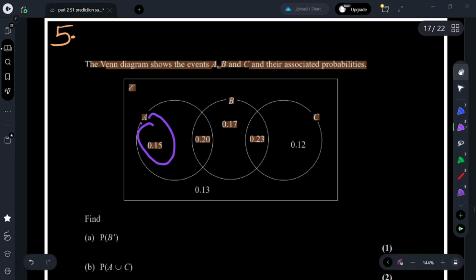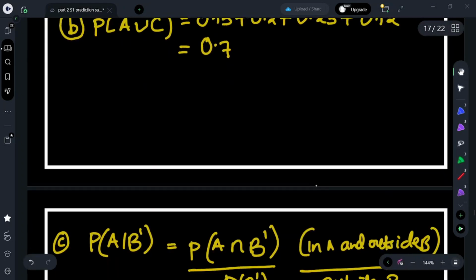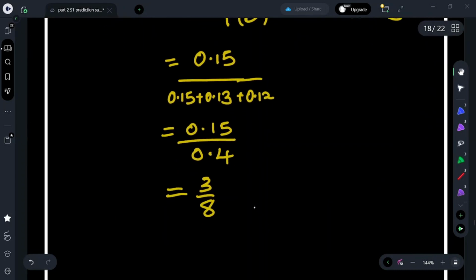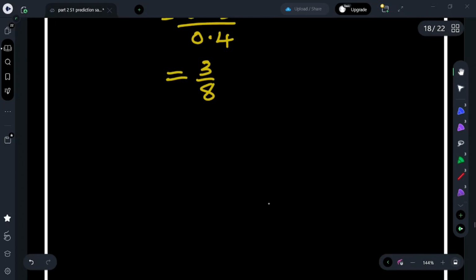So what do we do after that? We simply divide using the probability formula. So 0.15 divided by 0.4, and we're going to get 3 out of 8.